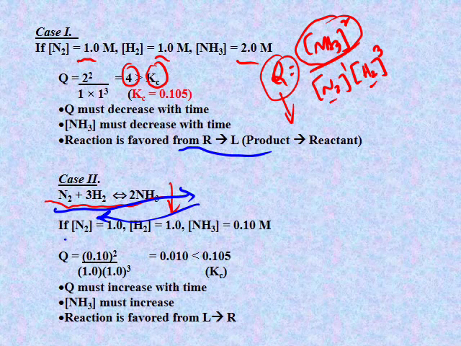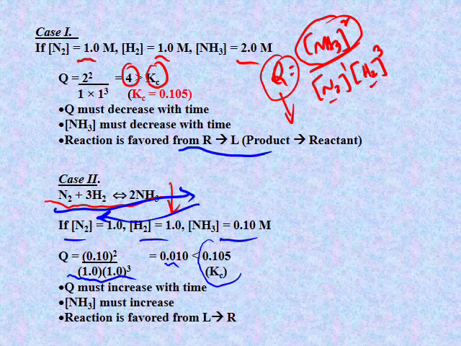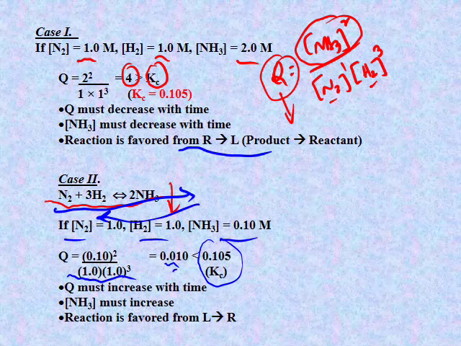In this case, I have nitrogen again 1, hydrogen is 1, ammonia is 0.10. If I calculate the Q value exactly the way we got the Q value in the previous case, ammonia concentration on the top raised to the power 2 because the coefficient is 2, divided by nitrogen and hydrogen concentration raised to the power of the coefficient in the balanced reaction. In this case, I get 0.010, which is less than the equilibrium constant. So Q value is less than 0.105.